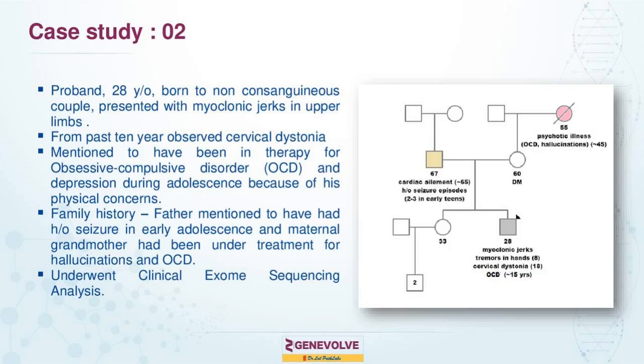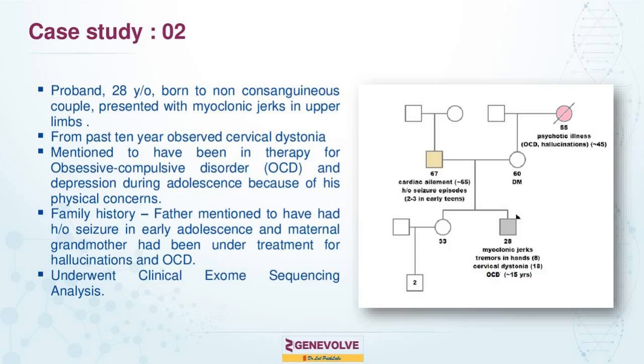During the pre-test counseling session, he informed that he used to have anxiety attacks as well as depression in adolescence, which he felt was due to his physical concerns of dystonia and the jerks, for which he even took therapy but then stopped. If you look at the pedigree, it says that a family history of seizure in his father was also there, and further, obsessive compulsive disorder or OCD in the maternal grandmother was also noted.